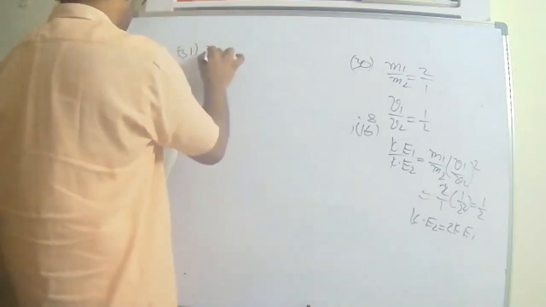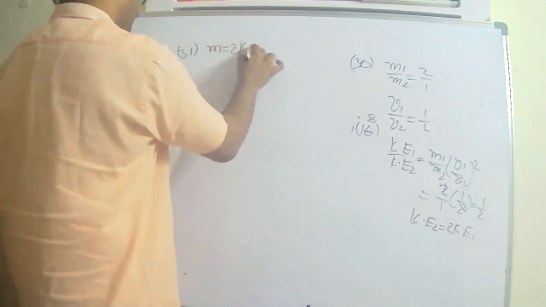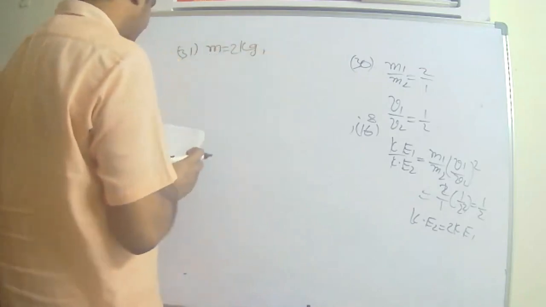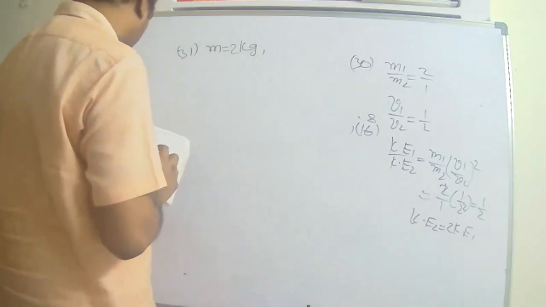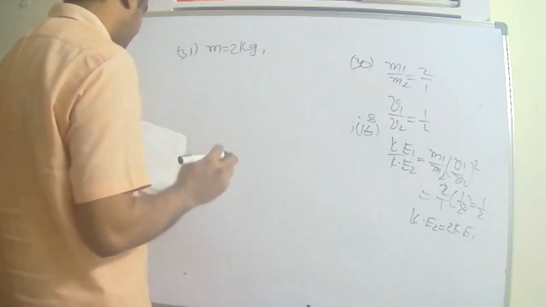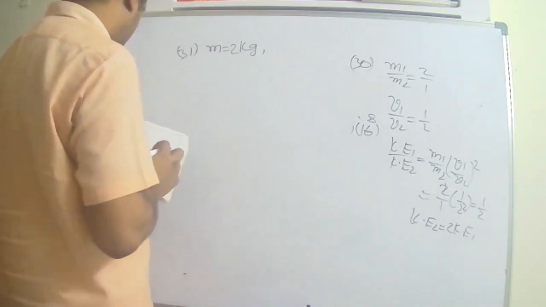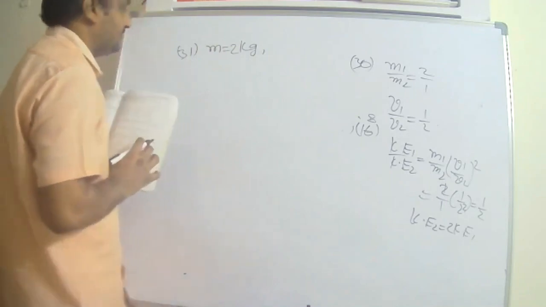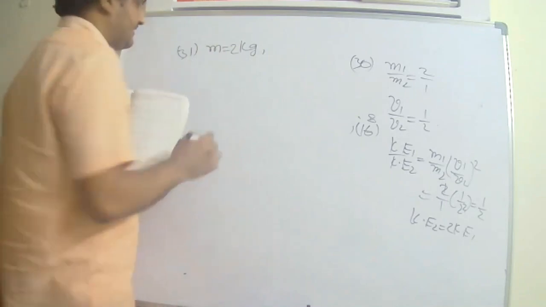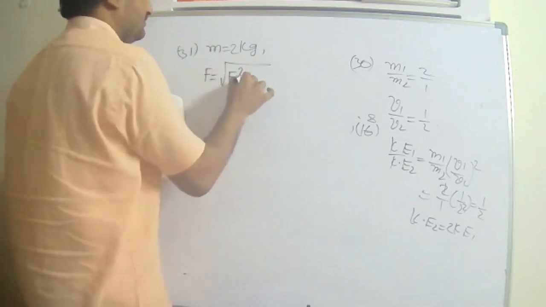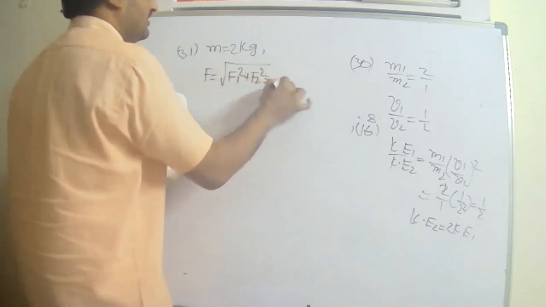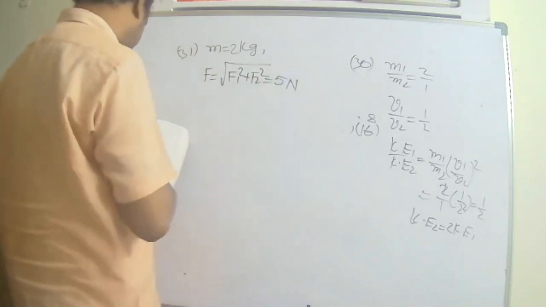A body of mass 2 kg initially at rest is acted upon simultaneously by two forces, one of 4 newtons, other of 3 newtons, acting at right angles to each other. The kinetic energy of the body after 2 seconds is? Right angles లో యాడ్ చేస్తున్నాయి, రిజల్టెంట్ అంటే ఫోర్స్ root of f1 square plus f2 square. 5 న్యూటన్స్ అని చెప్పడానికి 3, 4 రైట్ యాంగిల్స్ అని ఇచ్చారు.